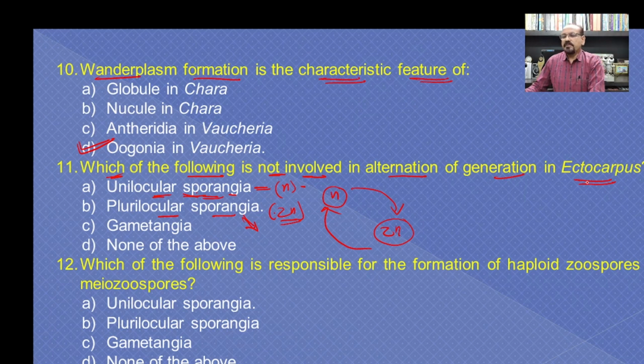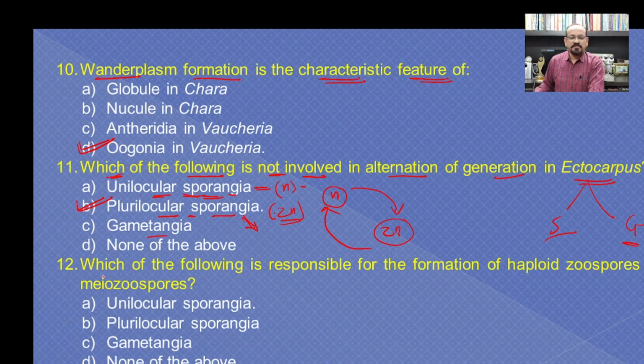Because in Ectocarpus there are two types of plants, that is the sporophytic plant and the gametophytic plant, which are exactly similar to each other in morphology. And hence, as the plurilocular sporangia is only involved in multiplication of the sporophytic plant, it is not involved in the alternation of generation, while the unilocular sporangia and the gametangia are actively involved in the process of alternation of generation.